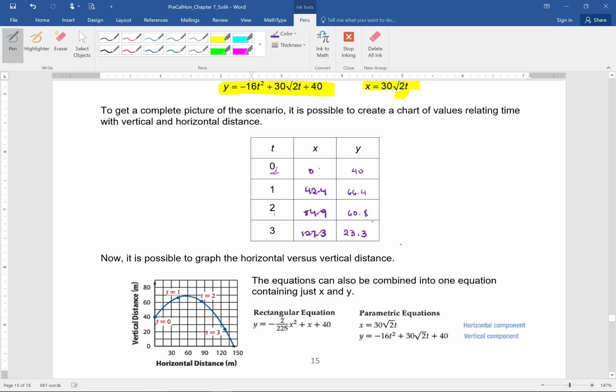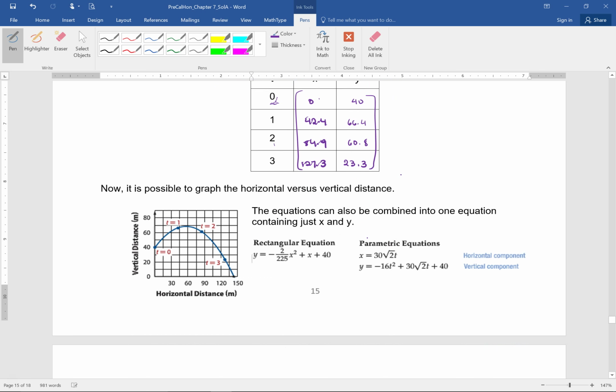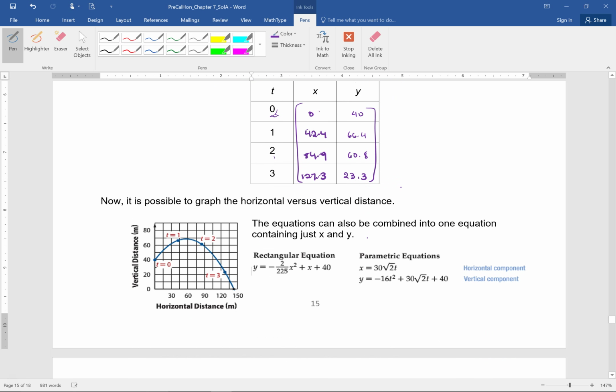Now, what if we just graphed these? X versus Y. Okay? If we just graph these, look, when x is 0, y is 40. When x is 42, y is 64. When x is 85, y is 60.8. When x is 127, y is 23.3, right?